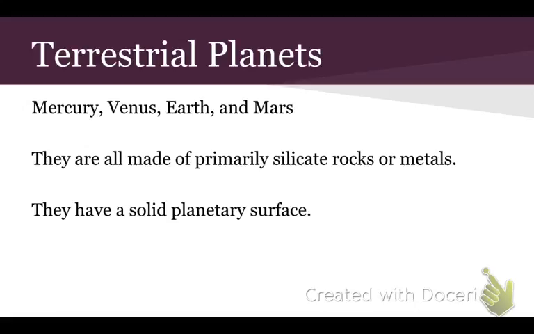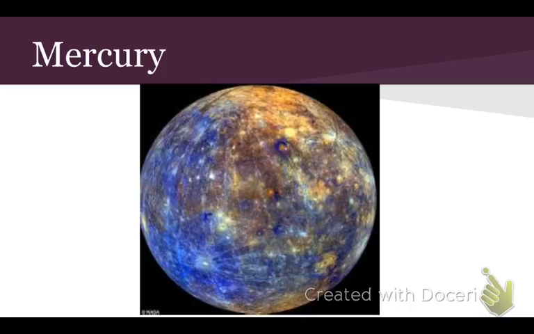So our terrestrial planets are Mercury, Venus, Earth, and Mars. They are all primarily made out of silicate rocks or metals. They also have solid planetary surfaces. Essentially, they're the hard planets that are made up of matter that you could physically stand on if you were there. This is a picture of Mercury.